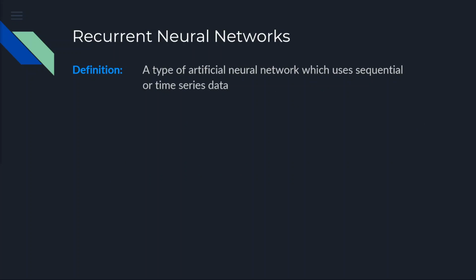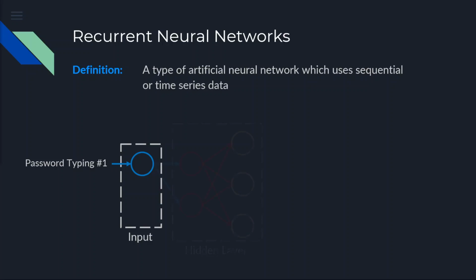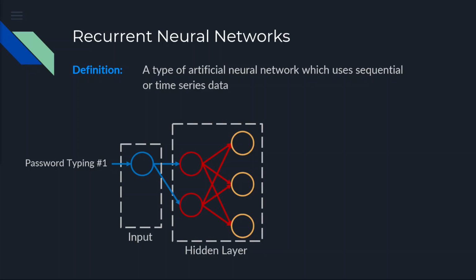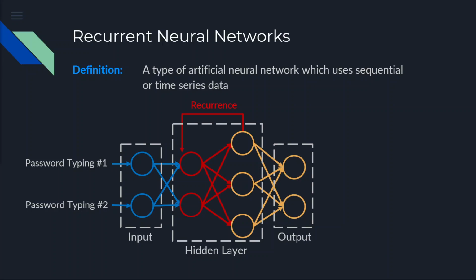A recurrent neural network is defined as a type of artificial neural network which uses sequential or time series data. And how it works is like this. We feed the RNN a user's password typing, which runs it through a hidden layer that constructs weights and biases. It then recurses, how it gets its name, to use the next password typing and adjusts the weights and biases again. At the end, it outputs whether or not the user is authenticated, i.e. if their password timings match what is normal for that user.